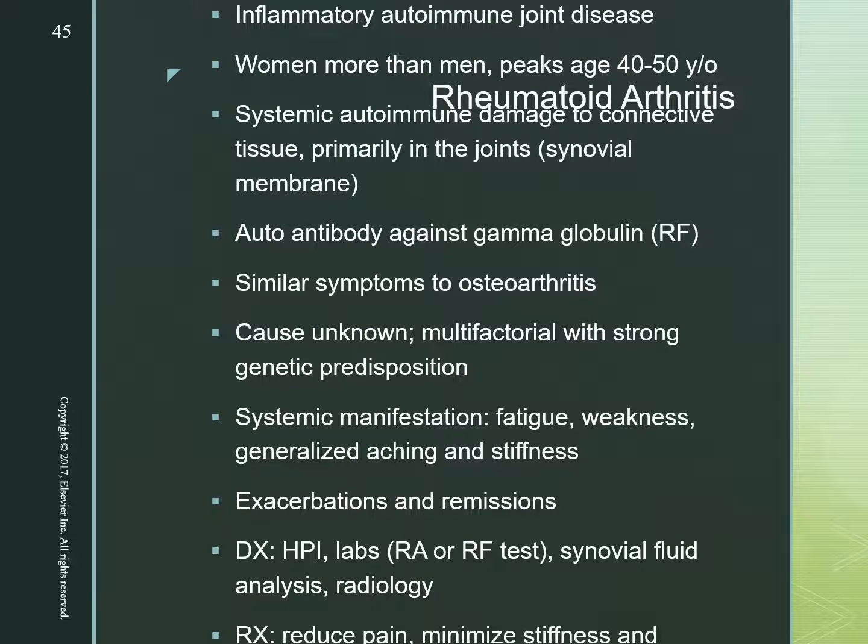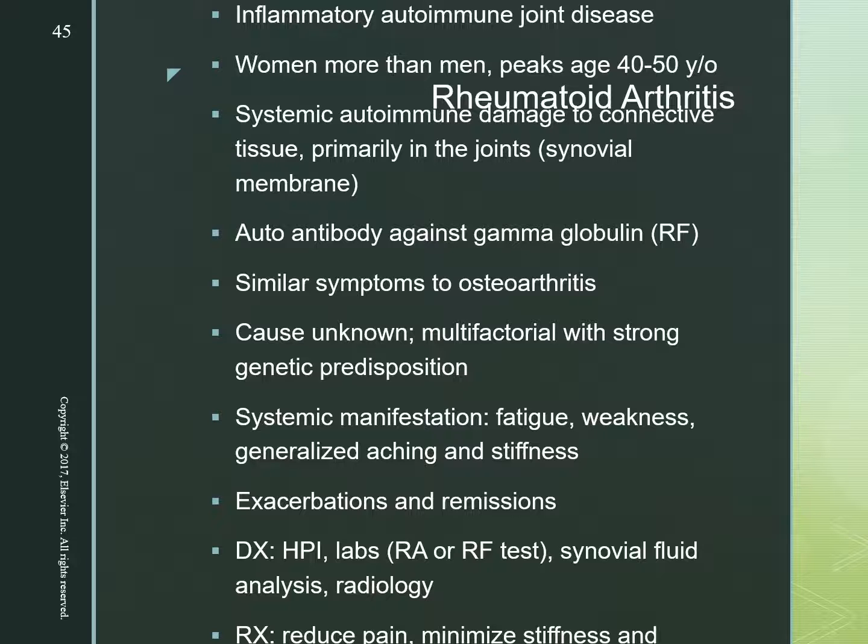Rheumatoid arthritis, inflammatory autoimmune joint disease. Women more than men, peaks around the ages of 40 to 50. Systemic autoimmune damage to connective tissues, primarily in the joints and synovial membrane. Autoantibodies against gamma-globulin will be present, rheumatoid factor.